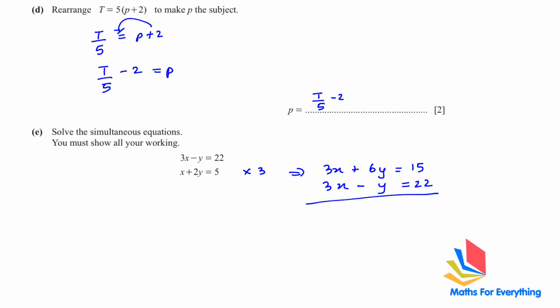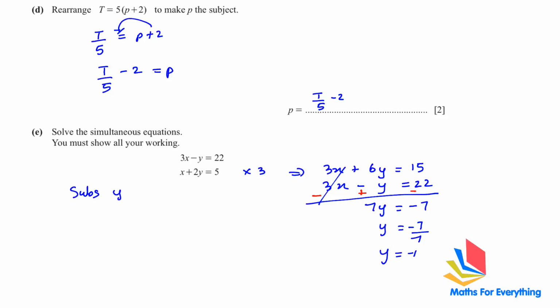You can see that you have 3 and 3, plus 3 plus 3 is going to give you 6. So you cannot add, you have to subtract. When you have to subtract, you have to change the sign of each term, which is before the line that we drew. So now we will have 3x minus 3x cancelled, 6y plus y will give us 7y, and 15 minus 22 will give us -7. So y is equal to -7 divided by 7, y is equal to -1.